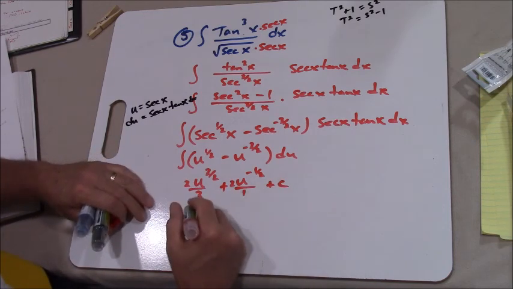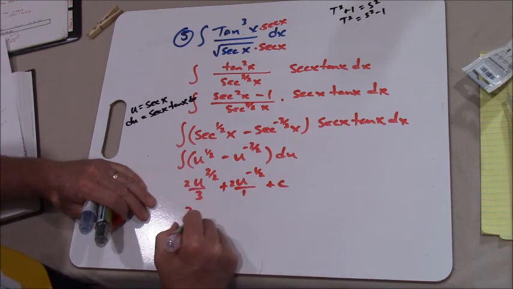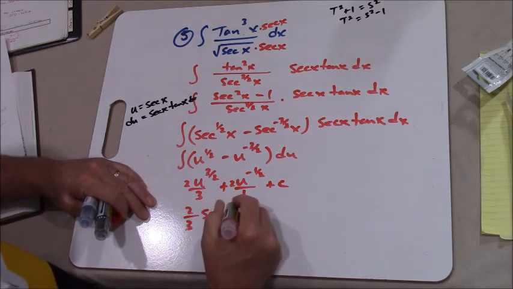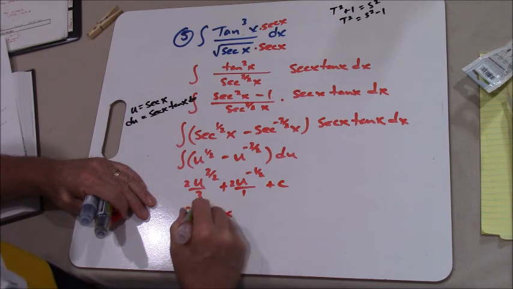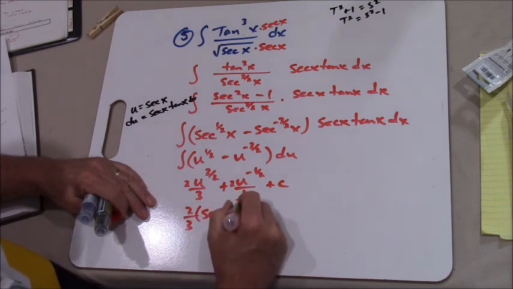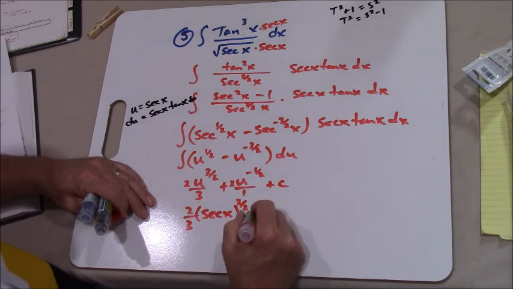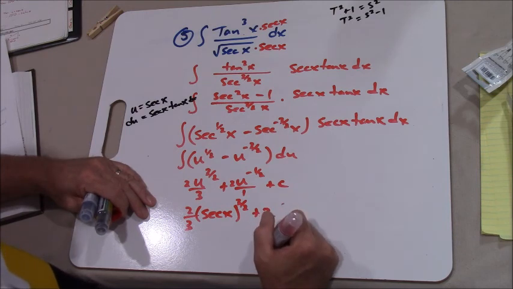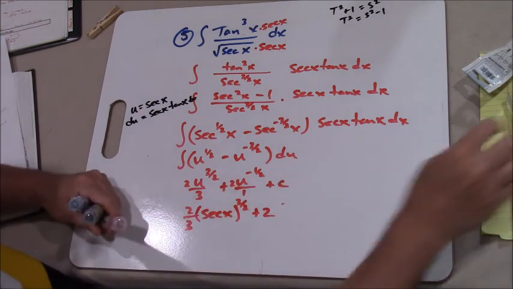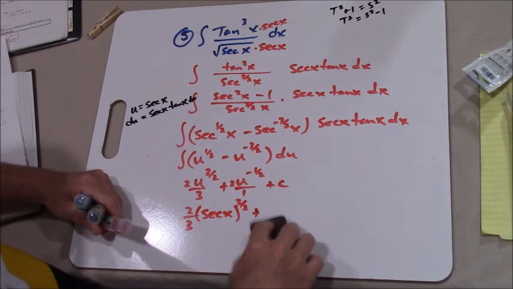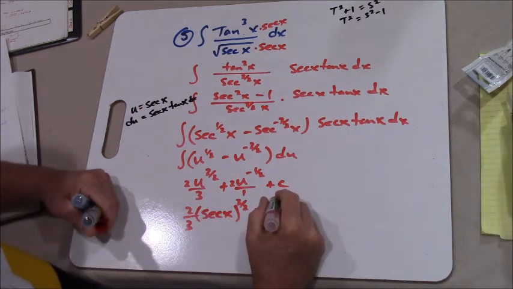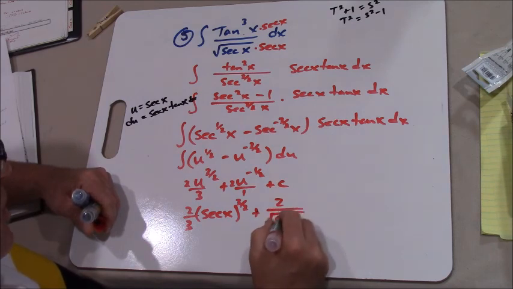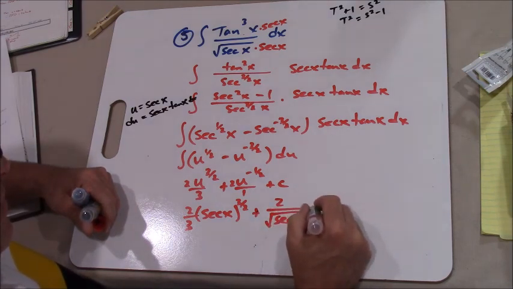And so my final answer here is 2/3 secant, I'm just going to write it this way, to the 3/2 plus 2 times, let's see, that's a negative exponent, so we got to drop that below the fraction bar. So that would be 2 over the square root of secant of x, plus c.